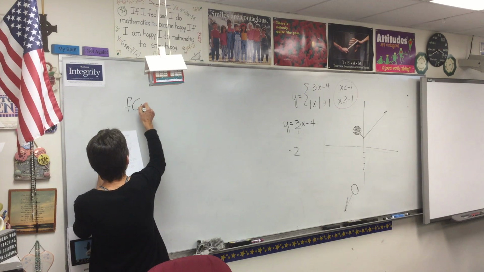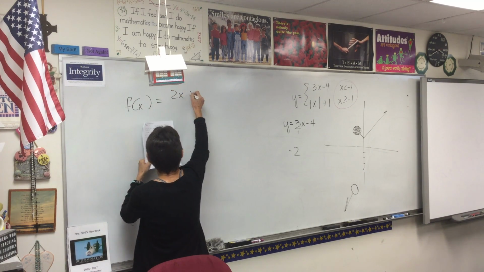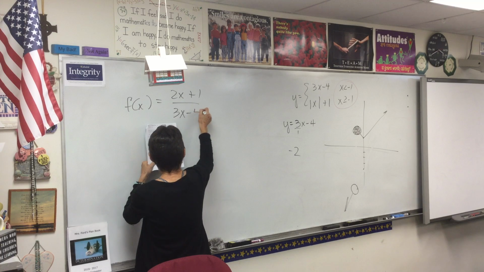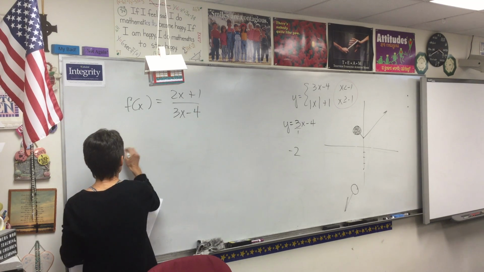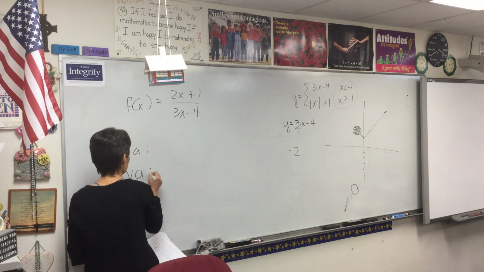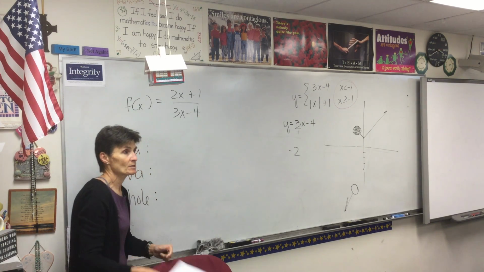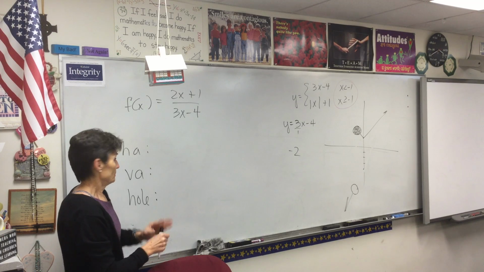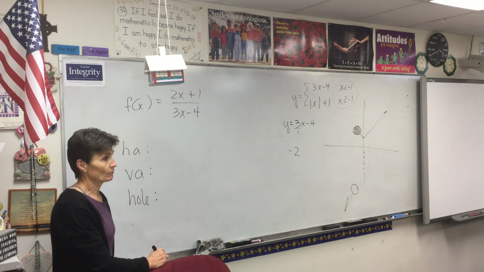So now we have to do our asymptotes. And we've got to do horizontal, vertical, and holes. All right, so let's see what we remember from yesterday. Tell me about any of those: horizontal, vertical, or holes.